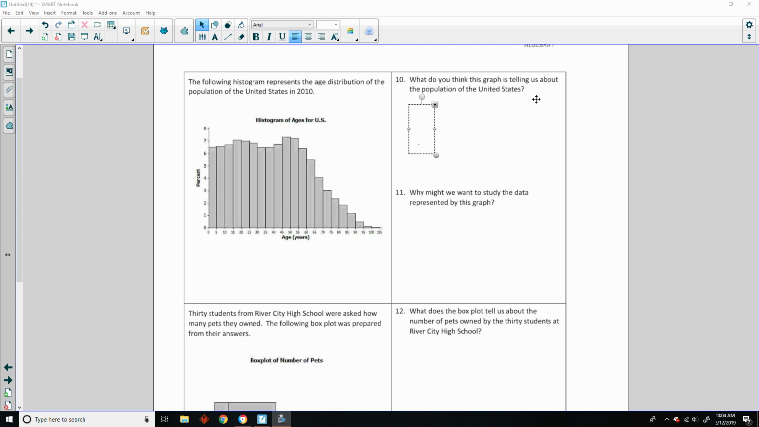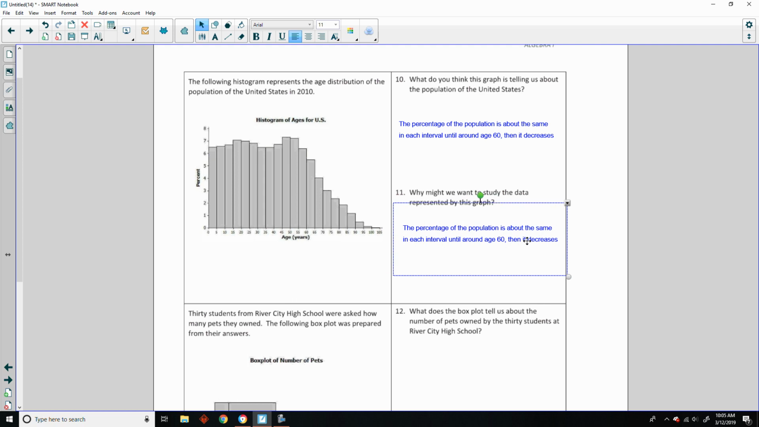What do you think the graph is telling us about the population of the United States? I would say the percentage of the population is about the same in each interval until around age 60. Then it decreases.